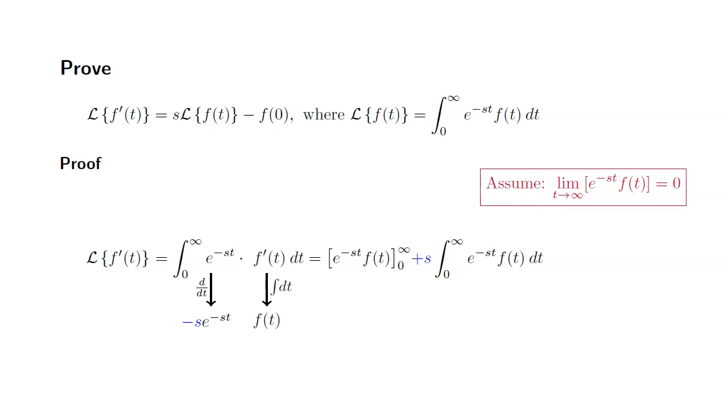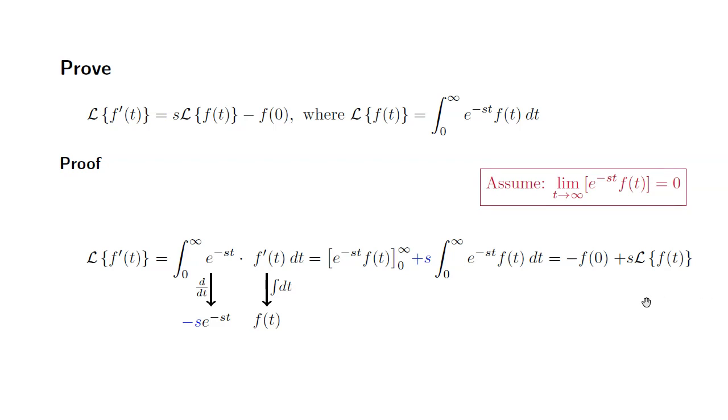All right, so let's evaluate the first term here. As t approaches infinity, we know that this guy approaches 0, so that was the assumption. All right, then minus, we plug in 0 for t, so e to the 0 is 1, and then you have f of 0. So we're going to get minus f of 0. And the second term is easy to tell. It's s times, this is the exact definition of the Laplace transform of f of t. So we put plus s times the Laplace transform of f of t.